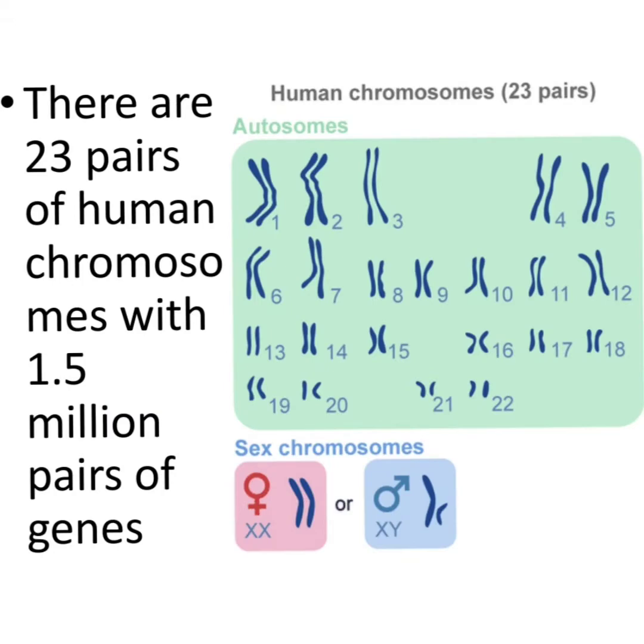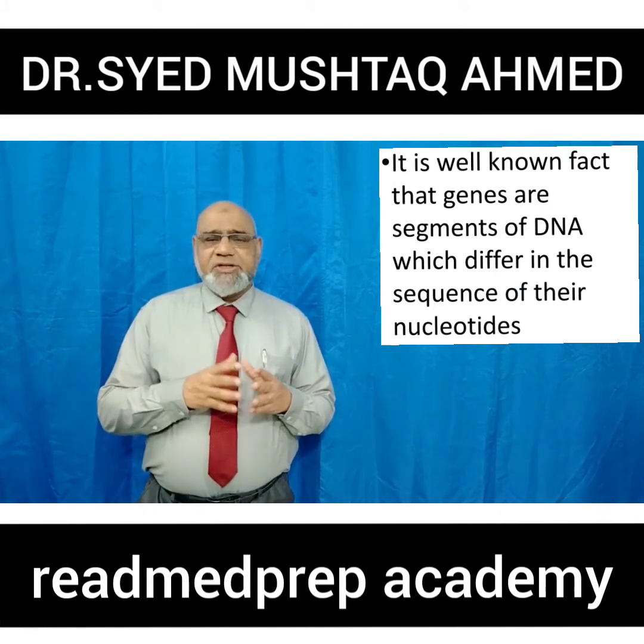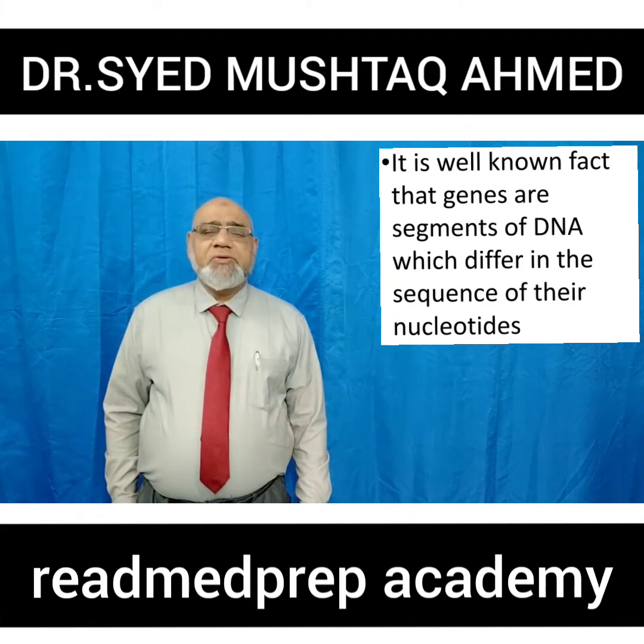Here you can see the number of chromosomes, which are 23 pairs of human chromosomes with 1.5 million pairs of genes. Out of the 23 pairs, 22 pairs are autosomes and 1 pair is the sex chromosome. In males it is XY and in females it is XX. It is a well-known fact that genes are segments of the DNA which differ in the sequence of their nucleotides.